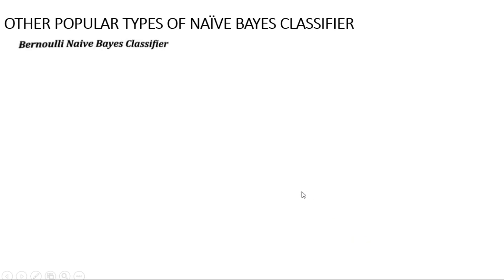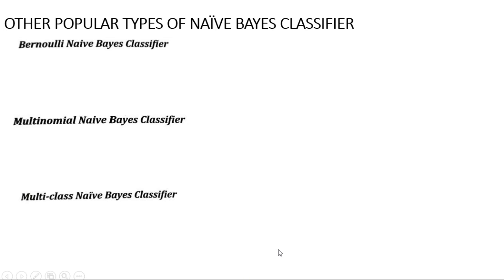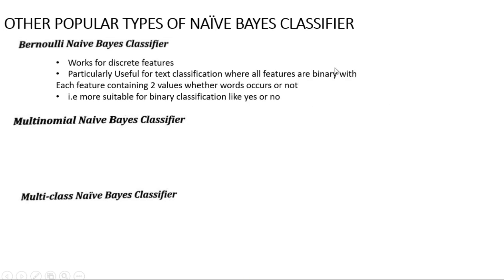So we have learned about the naive-Bayes algorithm and problems with respect to it. Other than that, we have other popular types of naive-Bayes classifiers. We have the Bernoulli naive-Bayes classifier, the multinomial naive-Bayes classifier, and the third one is the multi-class naive-Bayes classifier.